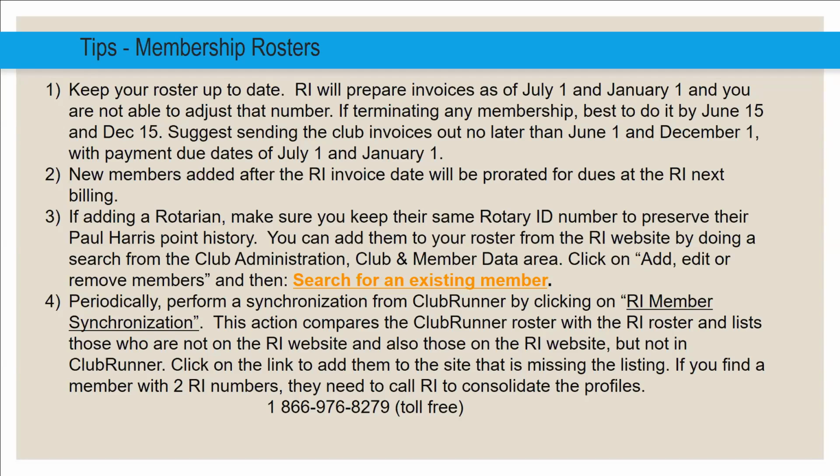Then every once in a while, there's this thing called RI member synchronization. When you click on that, it forces our website to talk to Rotary International's website, and they compare the two lists. It'll say these people are in Club Runner but not in Rotary, or the other way around, or these people are listed 2 times, and it'll say what you need to do to fix it. Sometimes you don't know how, so you kind of have to guess.